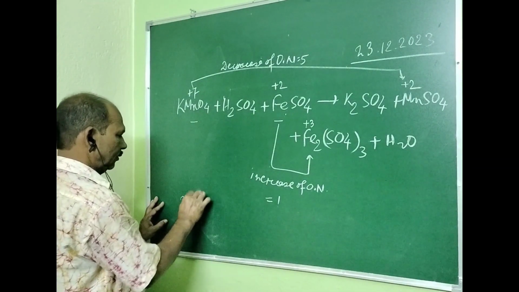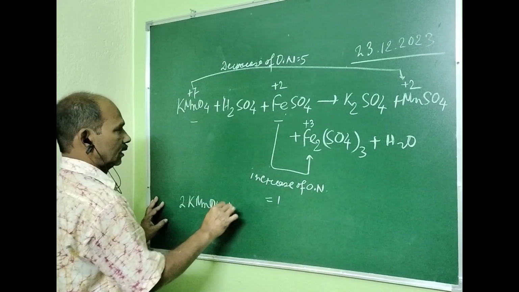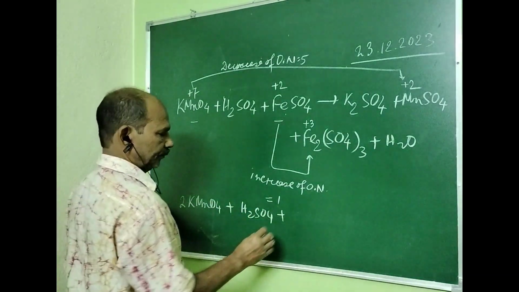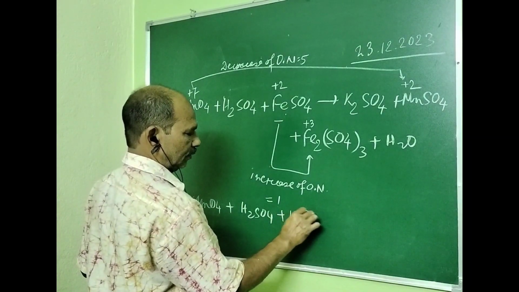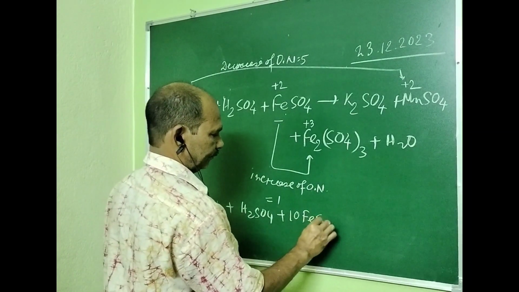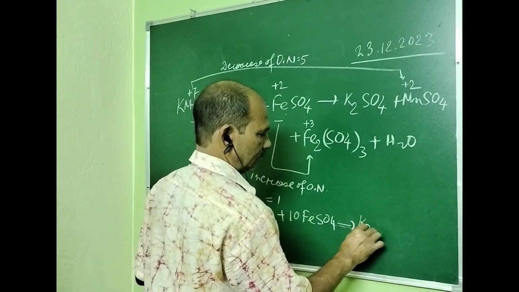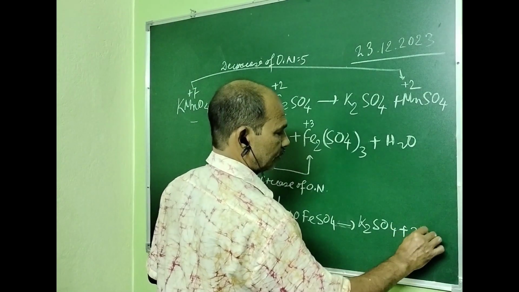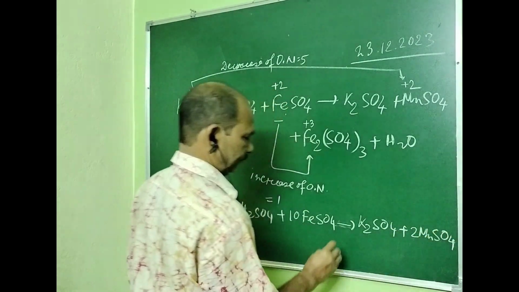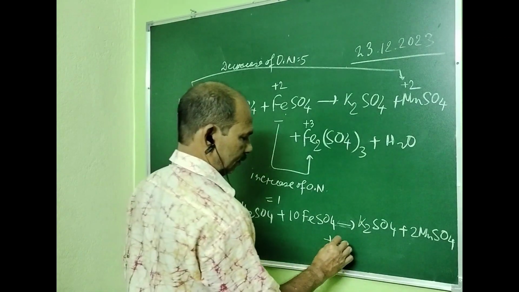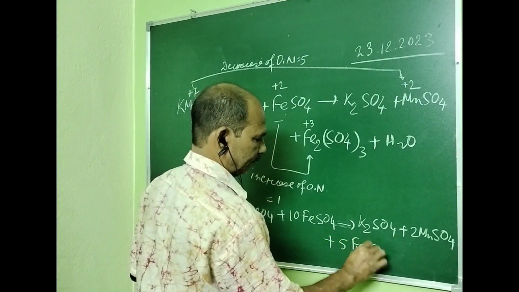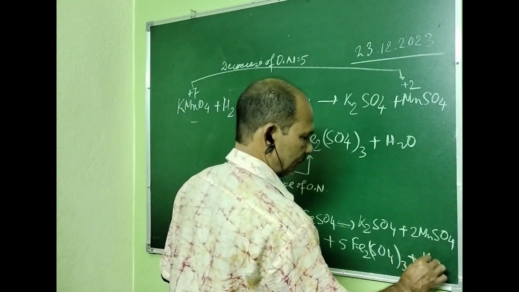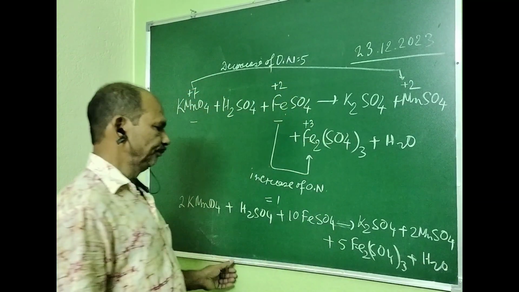So 2 KMnO4 plus H2SO4 plus 10 FeSO4 gives K2SO4 plus 2 MnSO4 plus 5 Fe2(SO4)3 plus H2O. There is some problem.